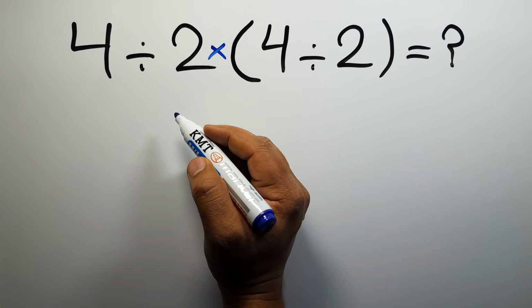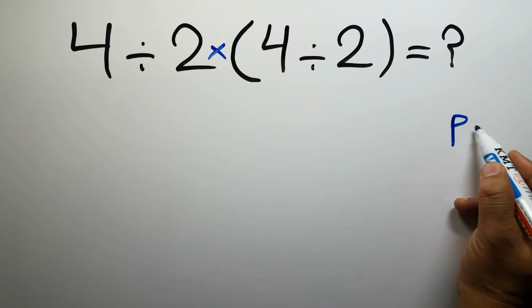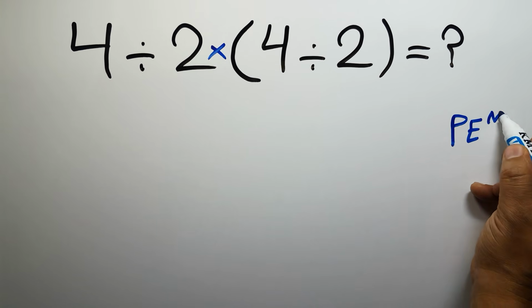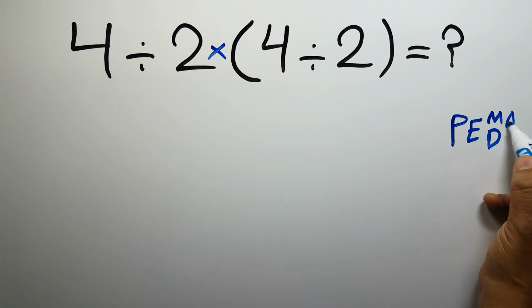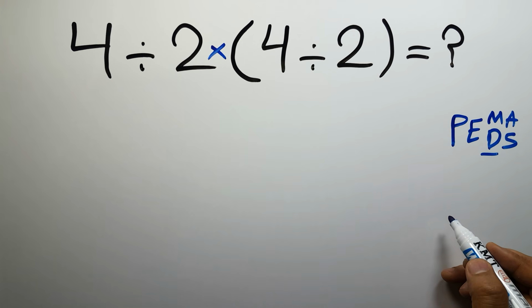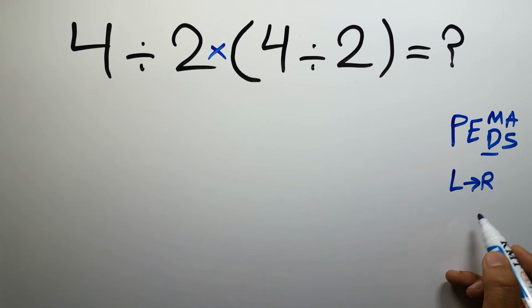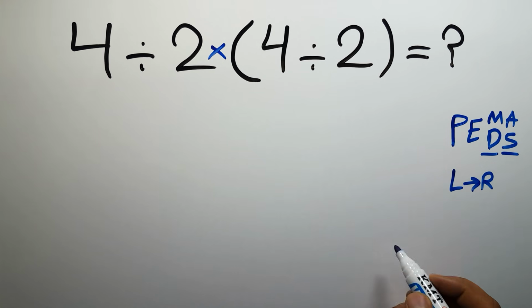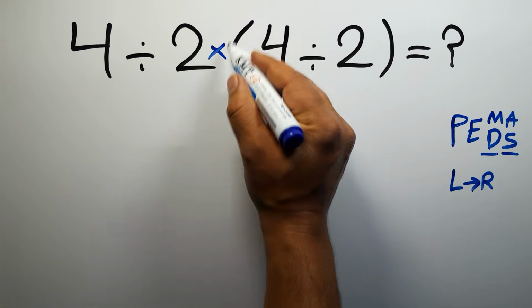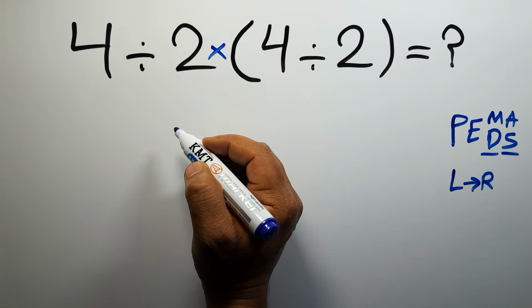Okay, so according to the order of operations, first we have to do parentheses, then exponents, then multiplication or division, and finally addition or subtraction. Remember that multiplication and division have equal priority and we have to work from left to right. And the same applies to addition and subtraction. So here, first we have to do this parentheses, then this division, and finally this multiplication.